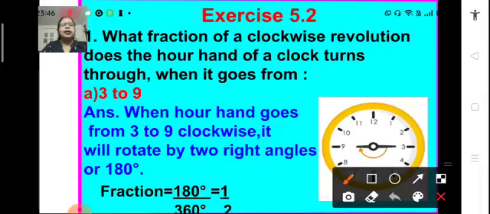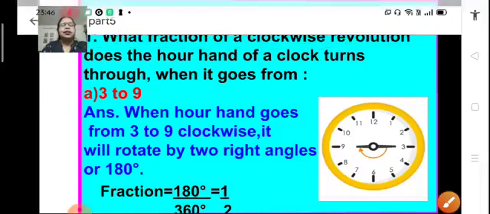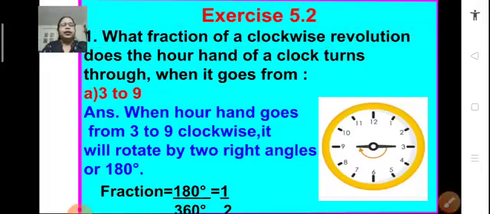A straight angle is a 180 degree angle, or it is two right angles. That means when the hour hand goes from 3 to 9 clockwise, it moves through two right angles or 180 degree. And 180 degree, what fraction is it of a revolution? It is 180 degree upon 360, that means it is half of a revolution.